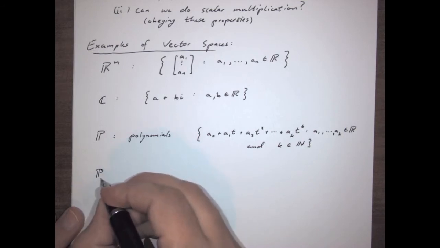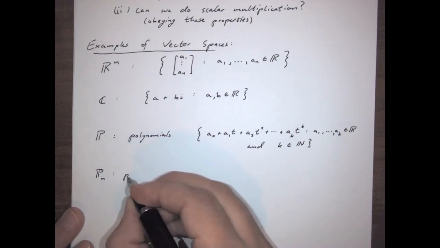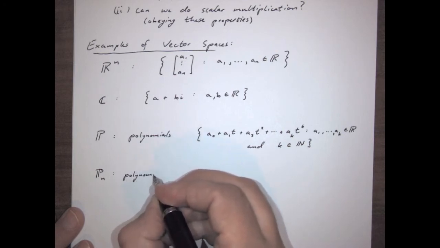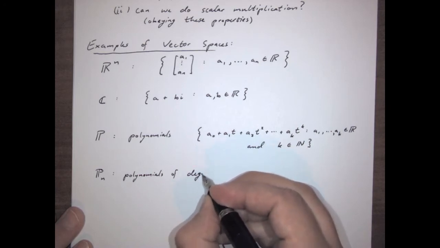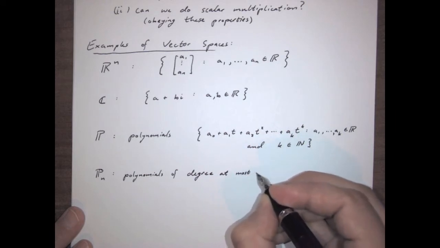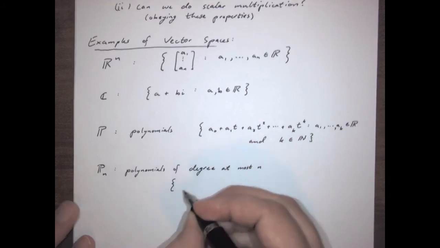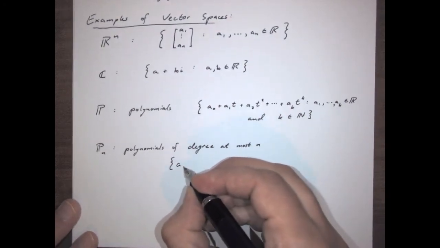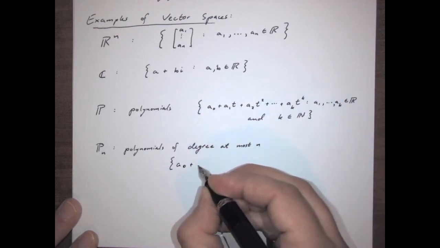But we can also restrict ourselves a little bit here and do Pn. So this is polynomials of degree at most n. And then that, as a set, looks like, well, now we have a fixed boundary on how high the degrees are allowed to get. They're allowed to get up to n.